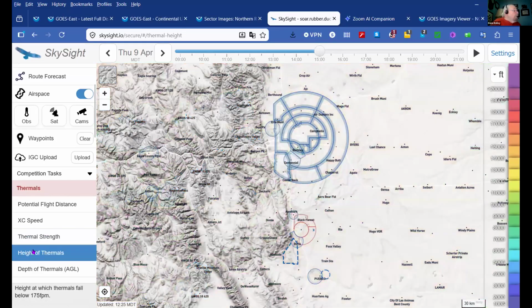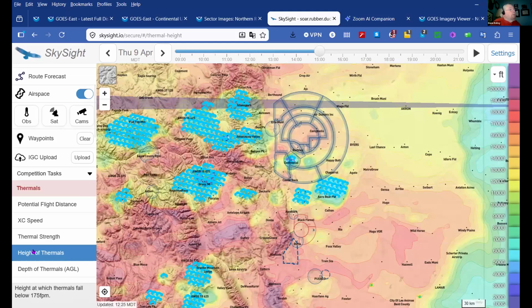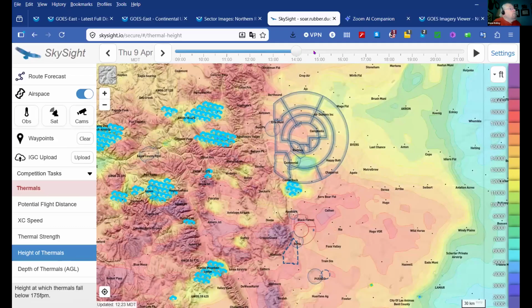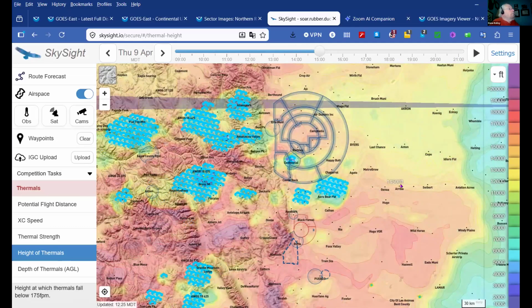Of course, if we're going to talk about thermal strength, we want to talk about thermal height. And no, I have no idea what that dark line is up there. That's an artifact of something in the model run. Let's switch it back to 2 o'clock and see if it goes away. Yep, it went away. So there was something in the model run at 3 o'clock that was generating that.